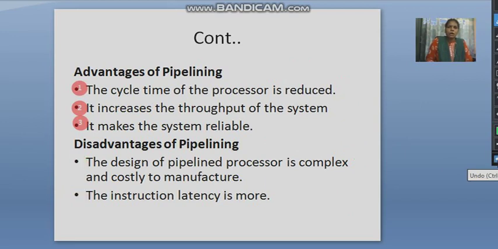So what we have seen is what a pipeline is, what the different types of pipelines are, and what the different conflicts are during pipeline processing. If you have any query, then ask me. Okay, thank you.